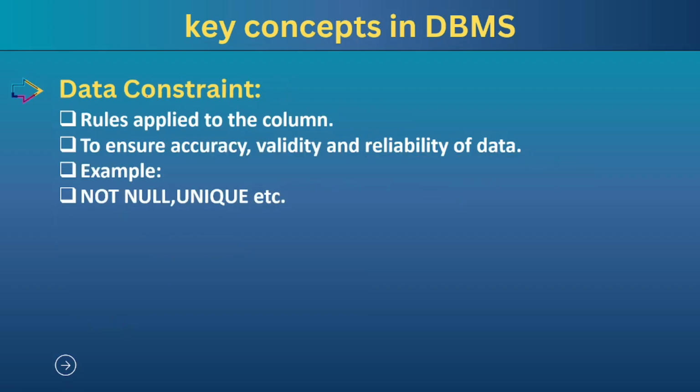Because you are giving the constraint here. Constraint is nothing but rules applied to the column. Why are we giving the constraint? To ensure the accuracy, validity and reliability of the data. So what constraints are available? I'm giving two examples, not null and unique constraint. Definitely these types of questions you will be doing in SQL. So those who didn't watch SQL also, I have posted an SQL practical, where I explained what the constraints are and how you can give the constraint.